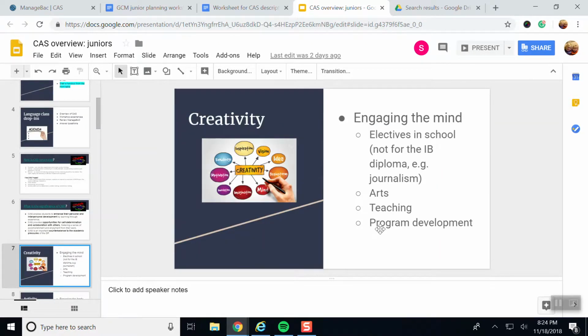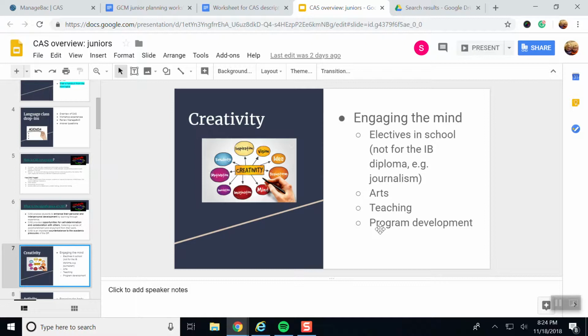So, what is creativity? Creativity is anything you do that engages the mind, really. Now, you're Homo sapiens, and so everything you do requires your brain. But this isn't meant for you to look to maybe some electives you're taking in school, and obviously that does not include any electives that are part of the IB program. So, journalism, orchestra, any of the arts, anything that you're doing there.